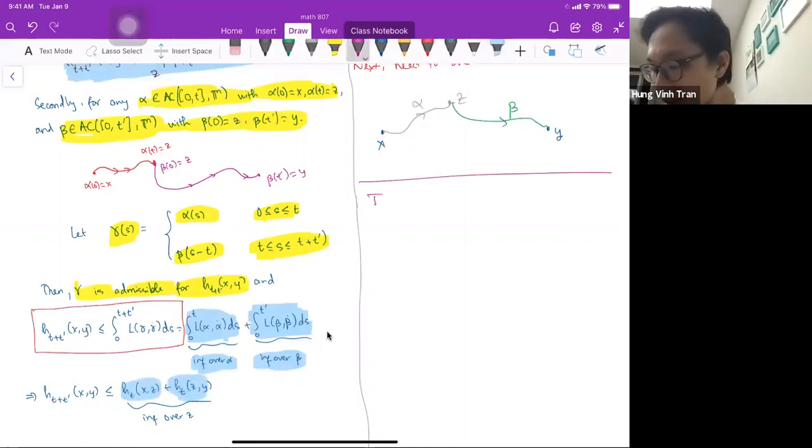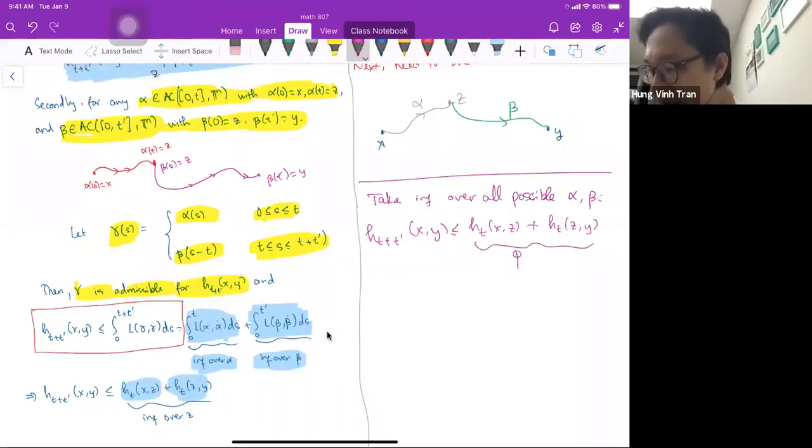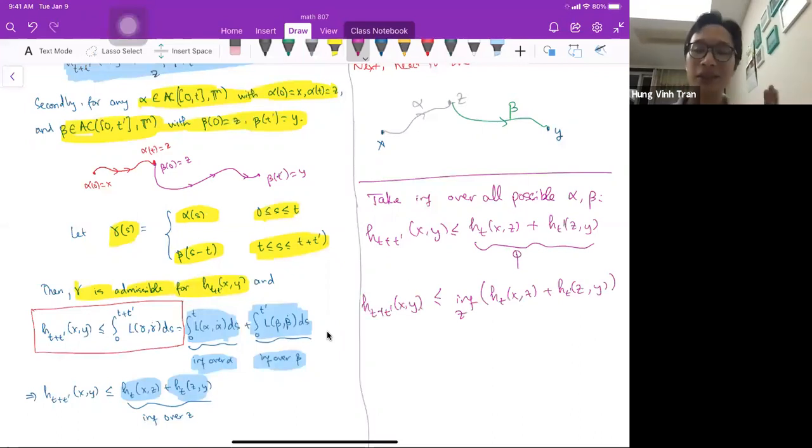So taking the infimum over all possible alpha and beta, we get h_{t+t'}(x,y) is less than or equal to h_t(x,z) plus h_{t'}(z,y). And then because z is chosen arbitrarily, we take the infimum over z to get the conclusion. Okay, so that's it. It's really simple.